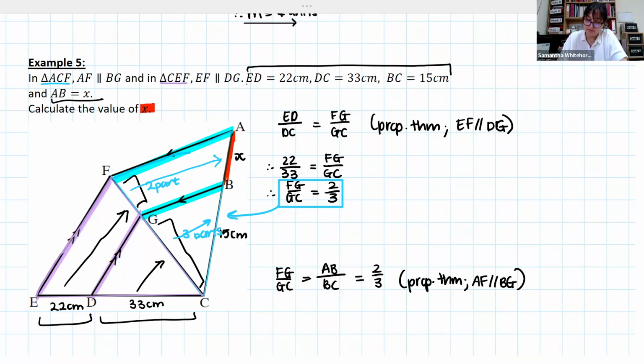I'll give you 2-3 minutes and then we'll see if we agree. Some of you are on it, which is awesome. Like I said, I'll give you 2-3 minutes and then we'll have a look. So figure out or finish off working out what AB or X is.